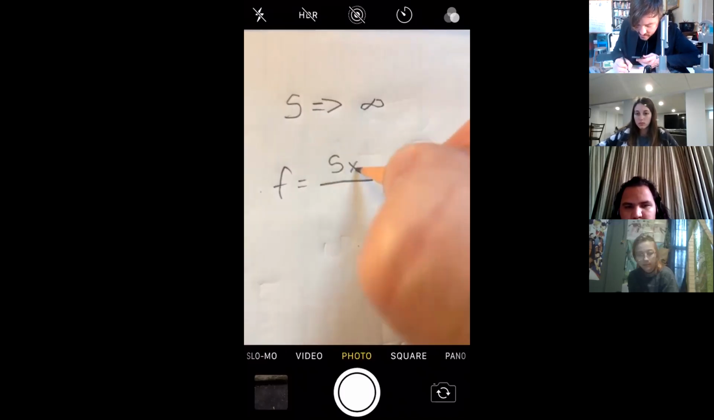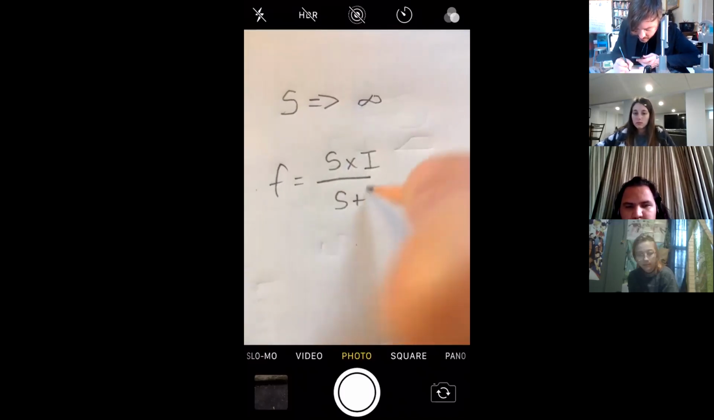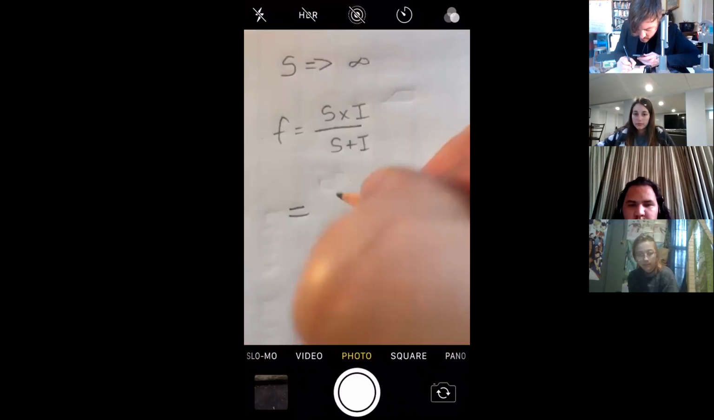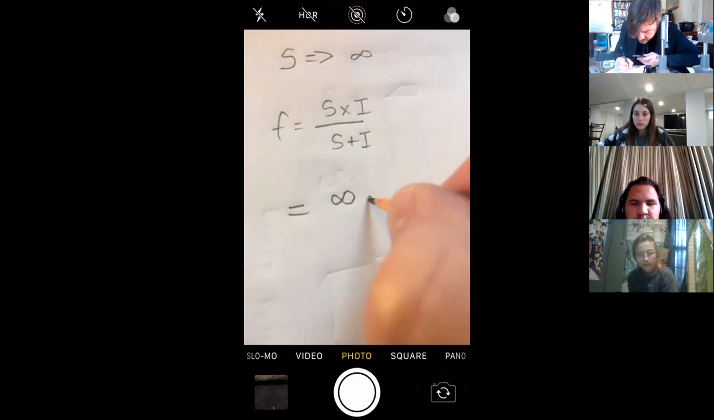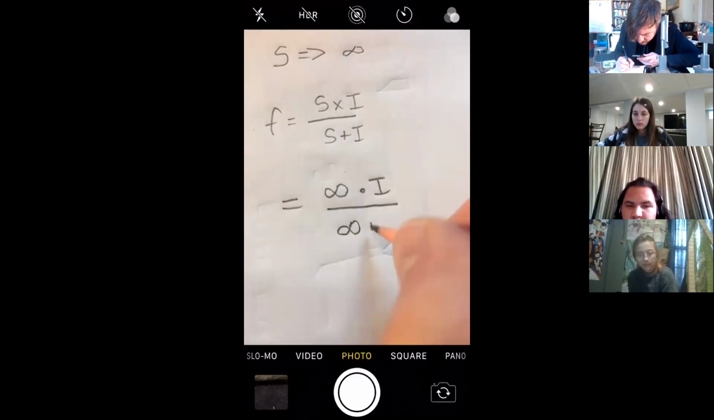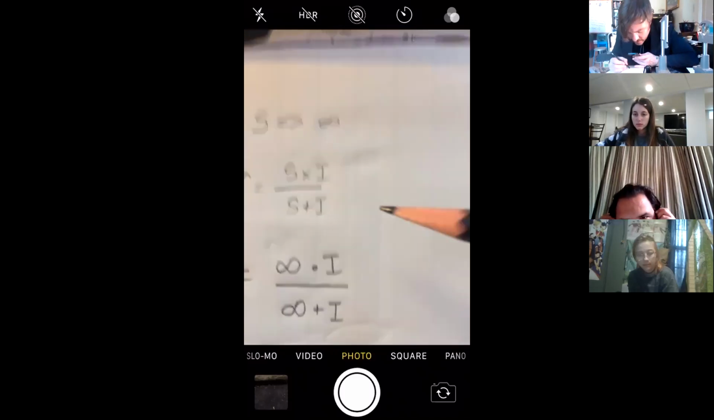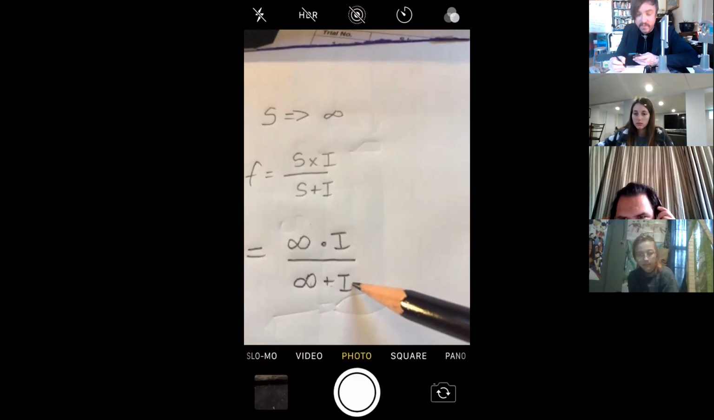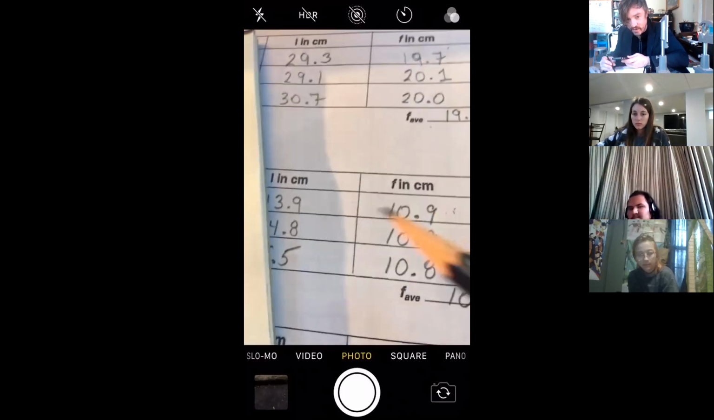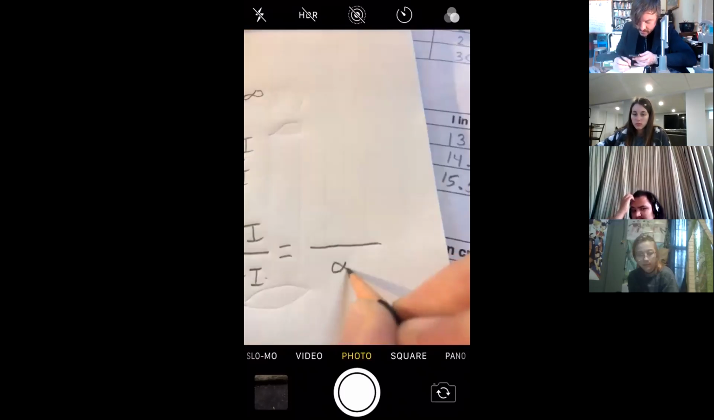It's S times I divided by S plus I. And now I'm going to substitute in infinity for S. Infinity times I divided by infinity plus I. Now, infinity plus another number is always basically infinity. Like if my infinity was 10,000 centimeters and I tried to add one of these distances like 10 or 13, it kind of wouldn't matter that much. Infinity plus I is still infinity.